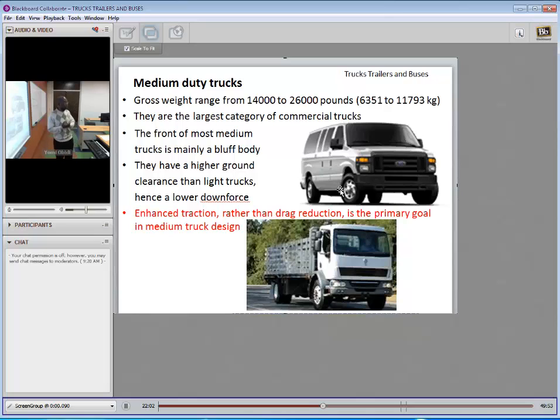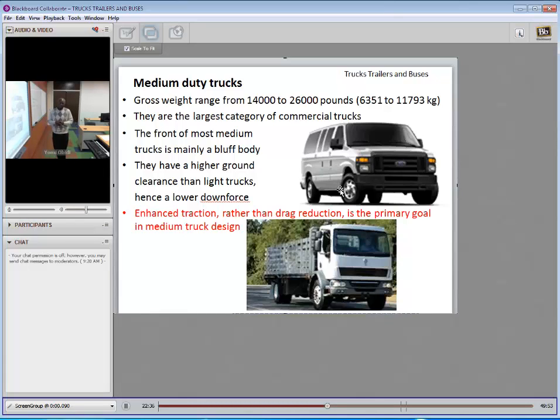Now, let's look at medium trucks. Generally, the gross weight of medium trucks ranges from about 14,000 pounds to 26,000 pounds, which is about 6,300 kilograms to about 12,000 kilograms. Okay. Medium trucks are the largest category of commercial trucks available that are being used.